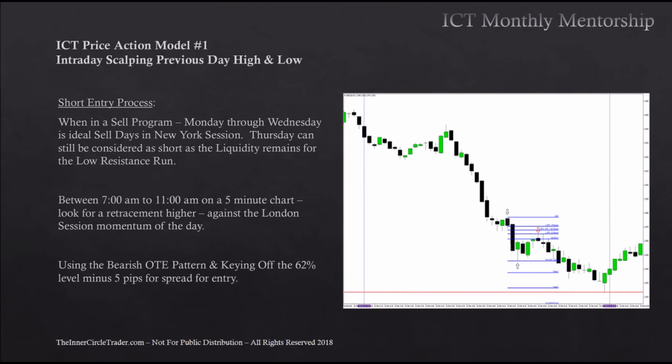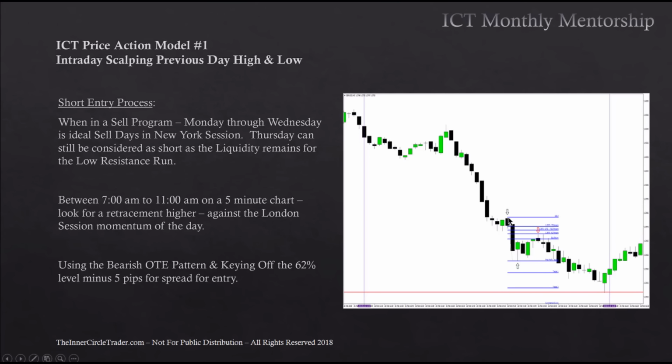Short entry process. When in a sell program, Monday through Wednesday is ideal sell days in the New York session. Thursday can be considered as short as the liquidity remains for a low resistance liquidity run. That means the liquidity pool has yet to be probed or taken out from the daily time frame. Between 7 a.m. and 11 a.m. on a 5-minute chart, look for a retracement higher against the London session momentum of the day, using the bearish optimal trade entry pattern and keying off of the 62% retracement level minus 5 pips for the spread for entry.